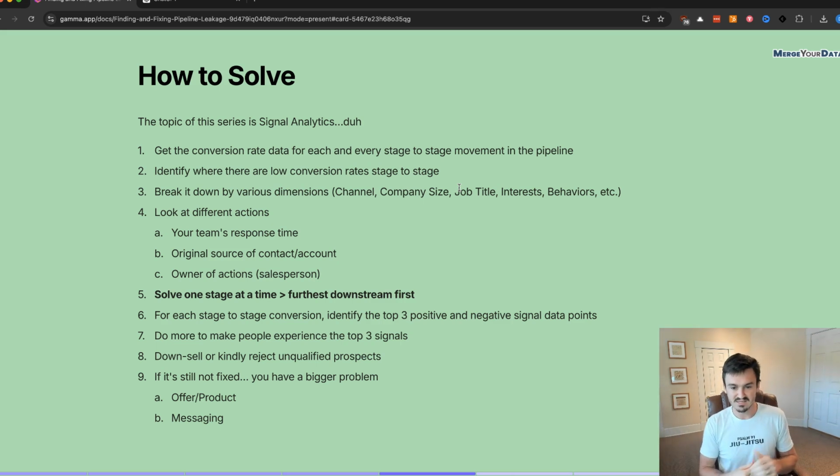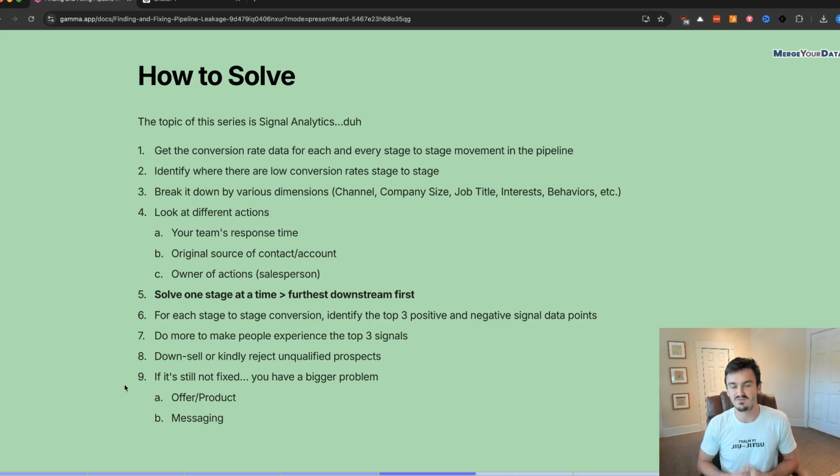Seven, like I said, do more to make people experience the top 3 signals. Eight, downsell or kindly reject unqualified prospects. Let them down easy, unless they're persistent and really, really wasting time. Obviously, word travels, people talk, so it's never a good idea, in my opinion, unless someone really deserves it, to be rude and ignore them completely.